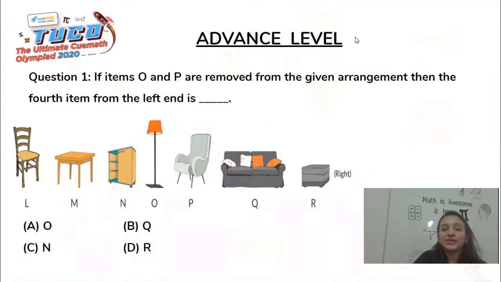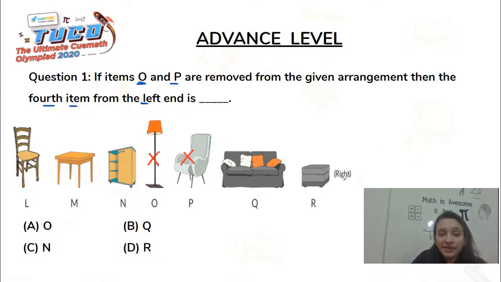So here we start with the advanced level, and the first question says, if items O and P are removed from the given arrangement, then the fourth item from the left end is dash. The first thing we need to do is put a cross on the items which are being removed so that we do not count them. The items being removed here are item O and item P. So I put a cross on item O and item P.